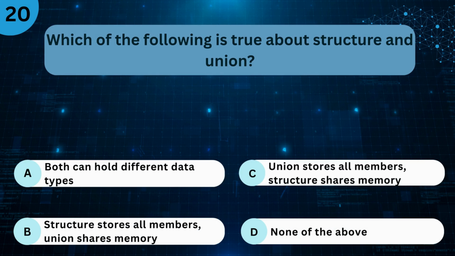Which of the following is true about structure and union? A. Both can hold different data types. B. Structure stores all members, union shares memory. C. Union stores all members, structure shares memory. D. None of the above. The right answer is B. Structure stores all members, union shares memory.